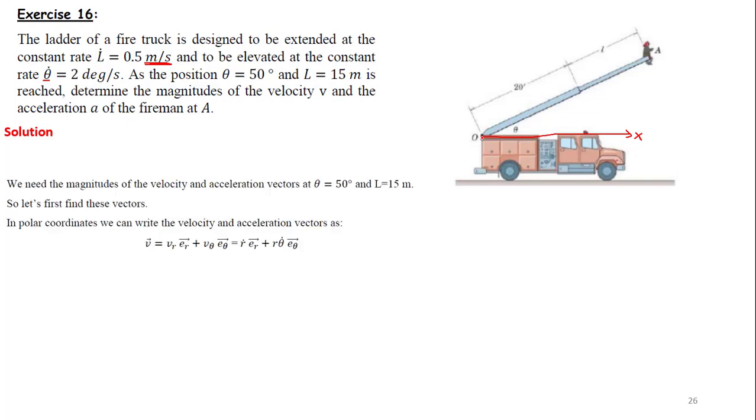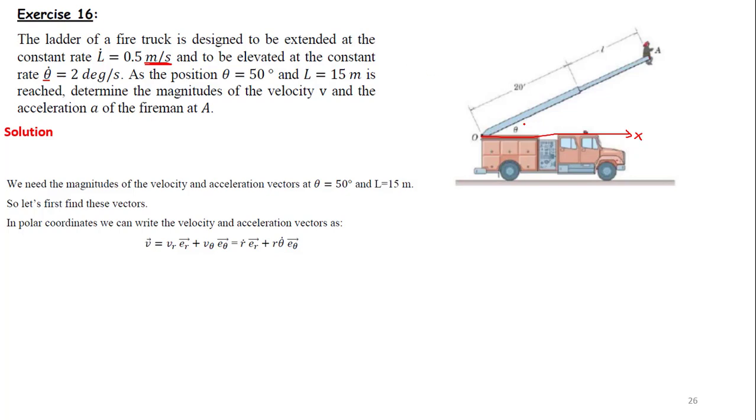Let's write v. In polar coordinates, we know that v is equal to the radial component of the velocity vector. So we have vr er, or vr ur, it's the same, plus v theta e theta, and vr is equal to r dot er, plus v theta is equal to r theta dot, and we don't forget the unit vector e theta. Do we know r theta? Yes, for sure we know r theta. R theta is in fact this L theta.